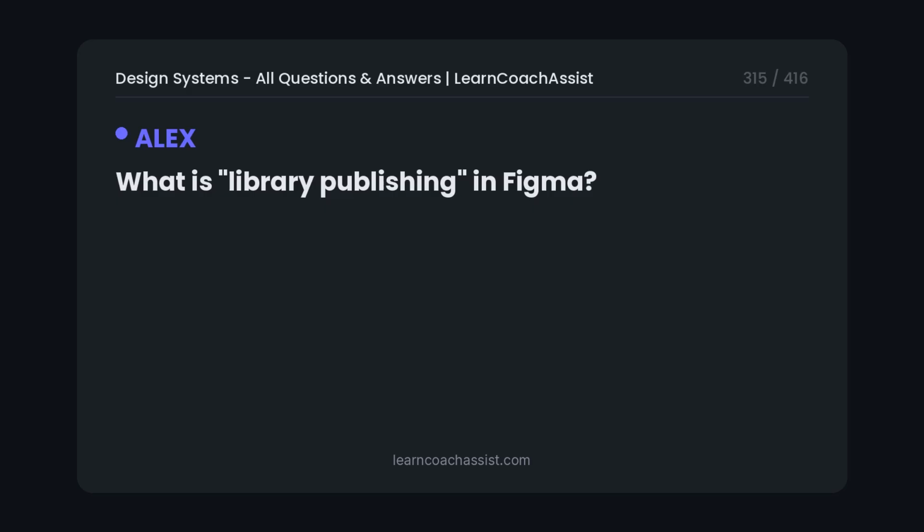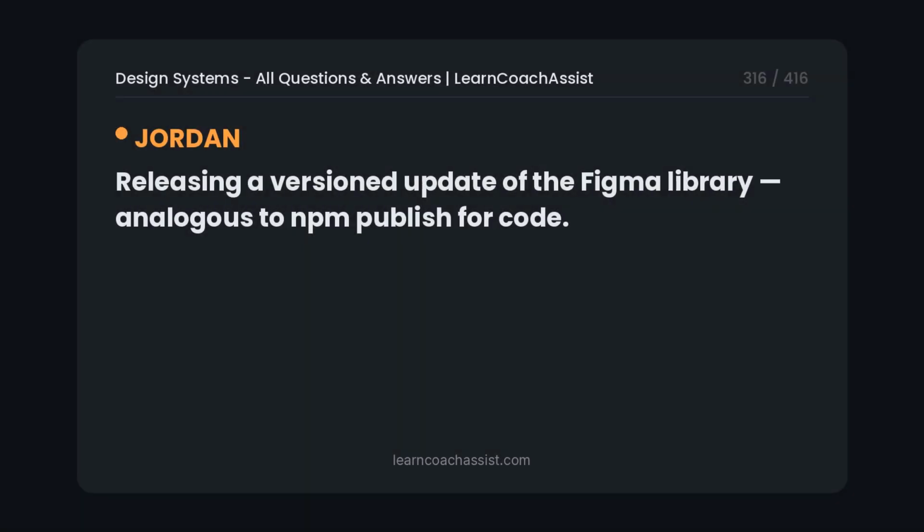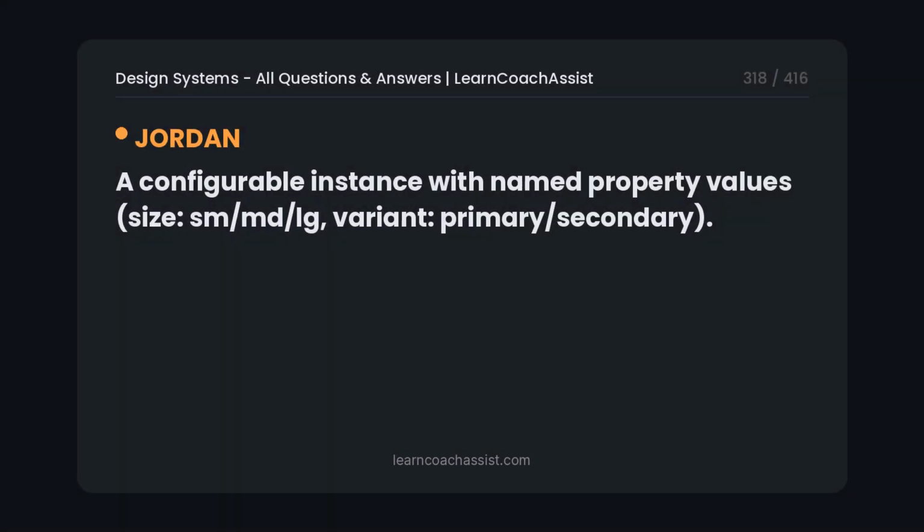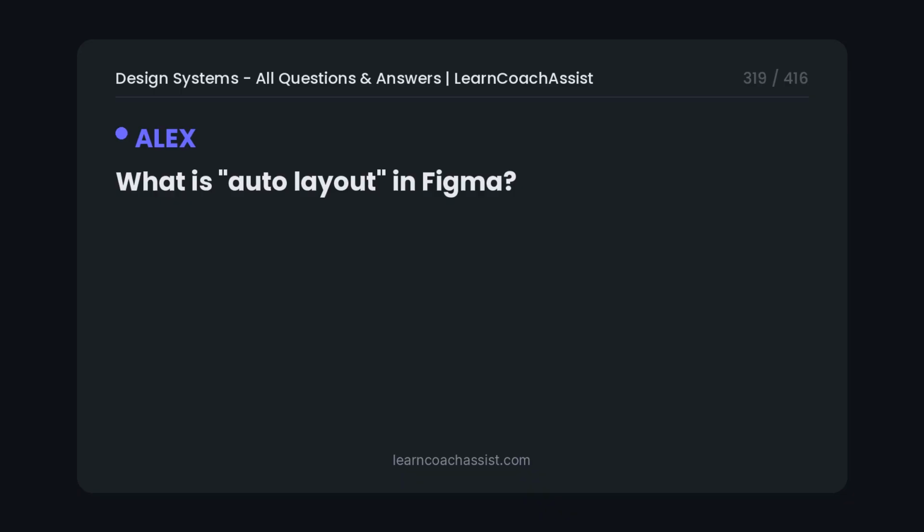What is library publishing in Figma? Releasing a versioned update of the Figma library, analogous to npm publish for code. What is variant in a Figma component? A configurable instance with named property values, size, sm/md/lg, variant, primary/secondary.